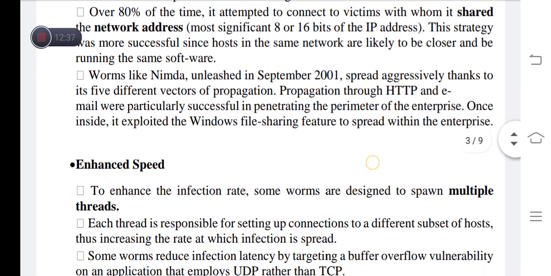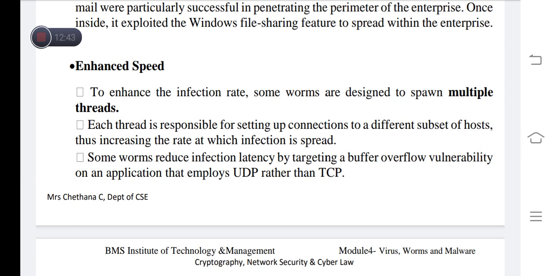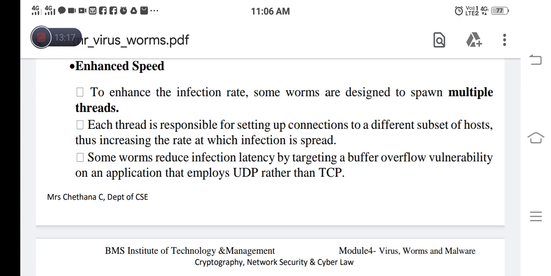Next, enhanced speed. Enhanced speed is with respect to the infection rate. Obviously it will make use of multiple threads. Each thread is responsible for setting up connections to a different subset of the hosts, thus increasing the rate at which the infection is spread. We know the thread concept, right? It helps in parallel execution. A single task will be divided among many threads and executed in parallel. Similarly here, the worm will be distributed among the various threads.